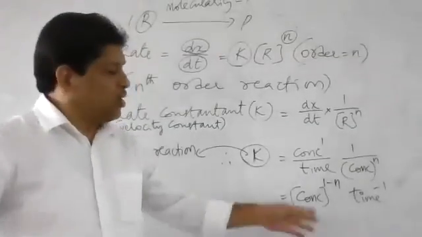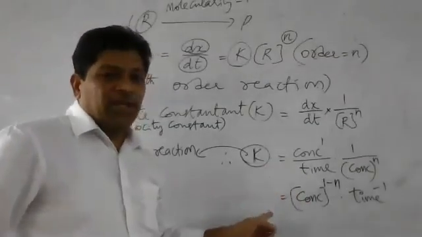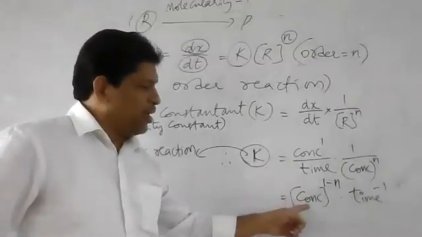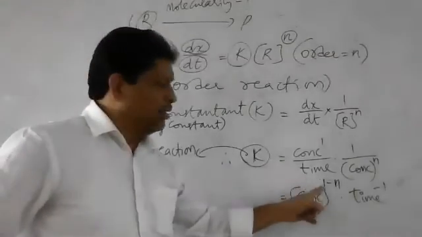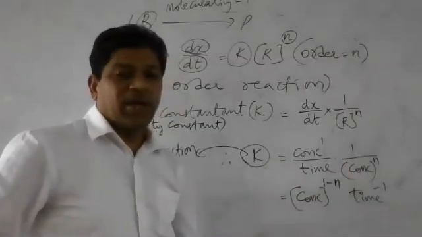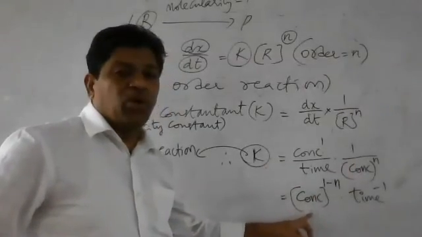Did you understand the concept here? So what are the units of K here? Concentration to the power of 1 minus n into time inverse. Okay. Now concentration is nothing but mole per liter.